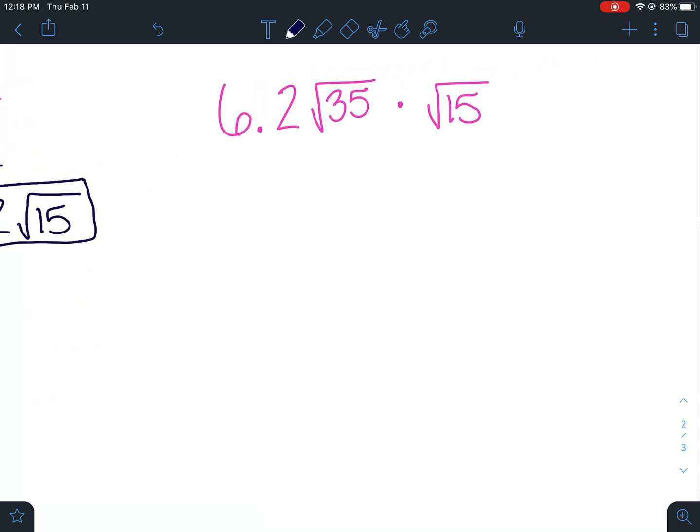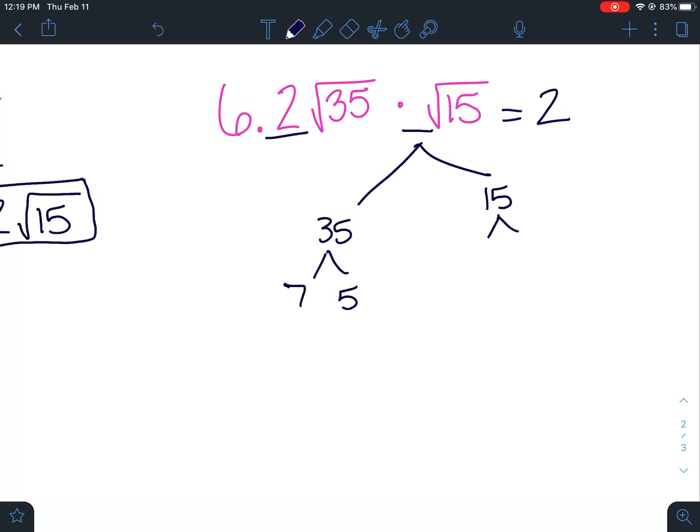Here is the next one. Again, I'm going to multiply. Anything that is outside stays outside. So 2 times 1 is 2. Now I'm going to break down 35 and 15. So I've got 35 times 15. 35 is 7 times 5. Those are both primes, so that's done. 15 is 3 times 5.